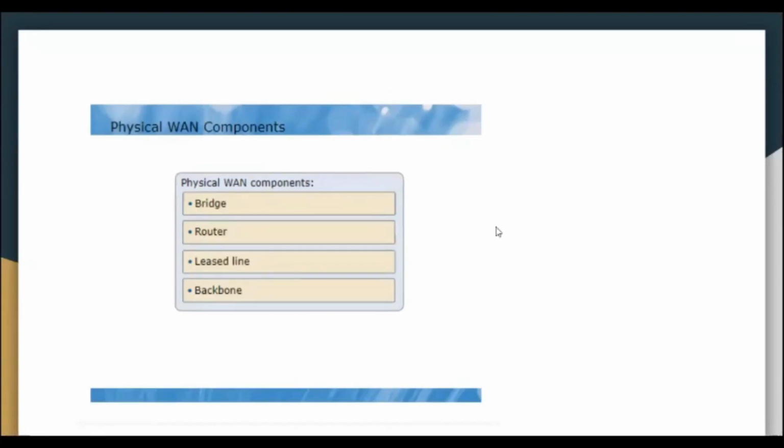Then we also have the WAN components. So in physical WAN components, we have the bridge, router, baseline, and backbone. So the WAN consists of different components that combine together to form a wide area network. First, we have the network bridge. A network bridge is a computer networking device that creates a single aggregate network from multiple communication networks or network segments.